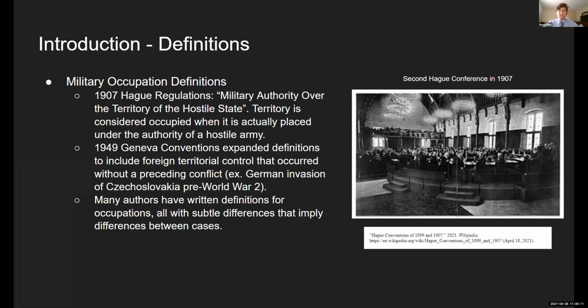The Geneva Conventions after World War II expanded these definitions to include territorial control that didn't have to occur with conflict beforehand. Like when Germany invaded Czechoslovakia in the late 30s, there wasn't real military conflict there. They just took it over. Those are just a few examples that show how these definitions have been expanded, refined, and reworked constantly over time, but specifically starting with the 1900s.